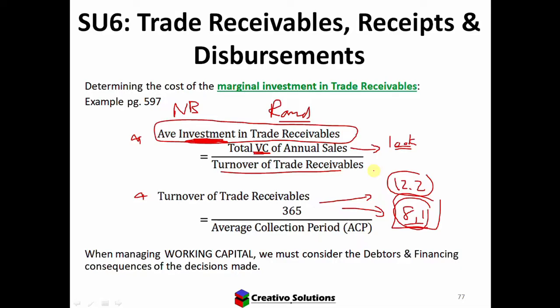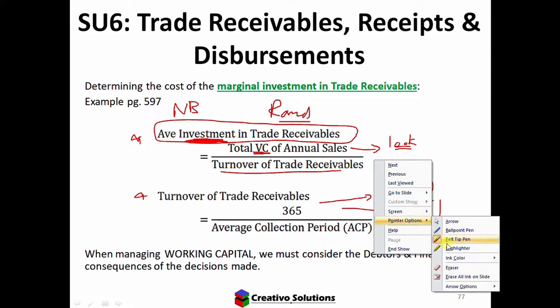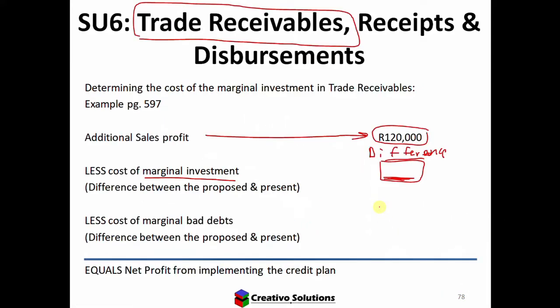And you can see that the textbook's very good. You can see under the present plan, okay, I'm going to need 295,082. Okay, under the proposed plan, I'm going to need 466,667. Okay, the difference here is the additional investment. And you'll multiply that by the current cost of capital. Okay, that'll always be given. That's the required rate of return.